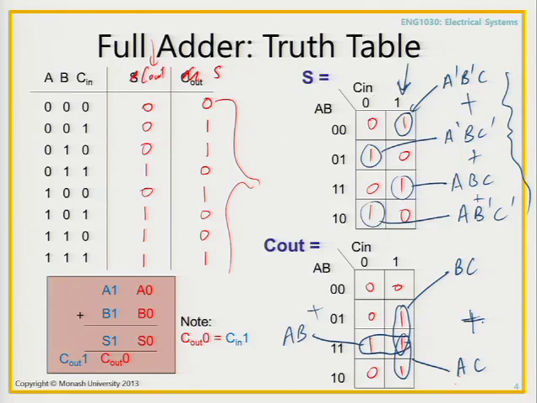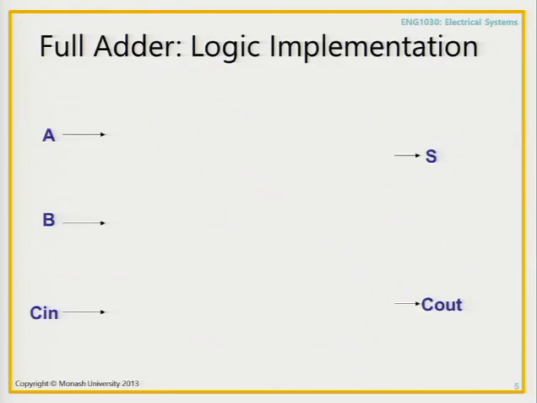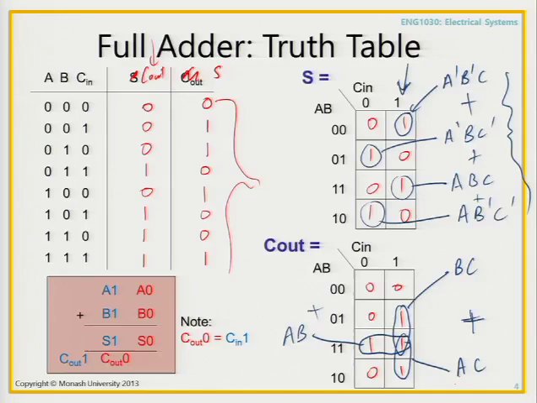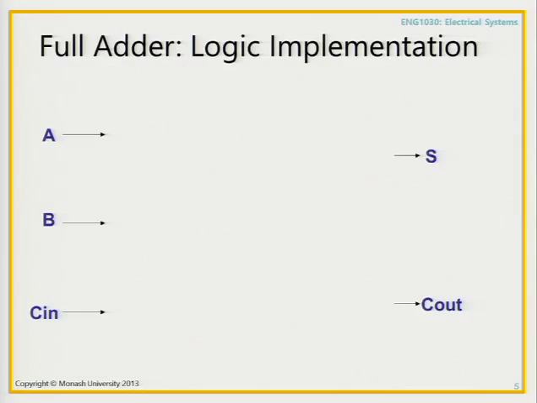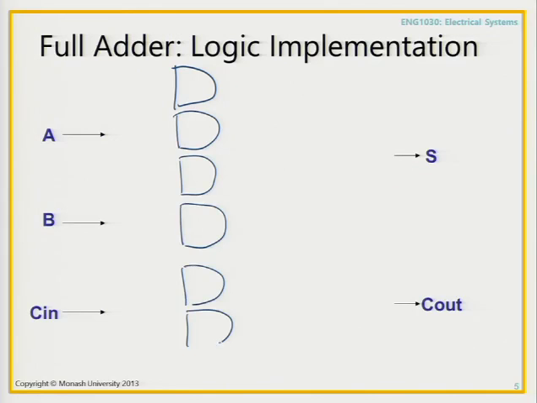Okay, so now to draw this fully, we've got two things here. So here's one way you could do it. You've got A and B and C in. And how many gates do we need? So for S, we need 4 gates. Oh, this is going to get really messy. All right, so 1, 2, 3, 4. And for C out, we need 3 gates. 1, 2, 3. And we know that for a sum of products implementation, they're all going to go into OR gates, yes?